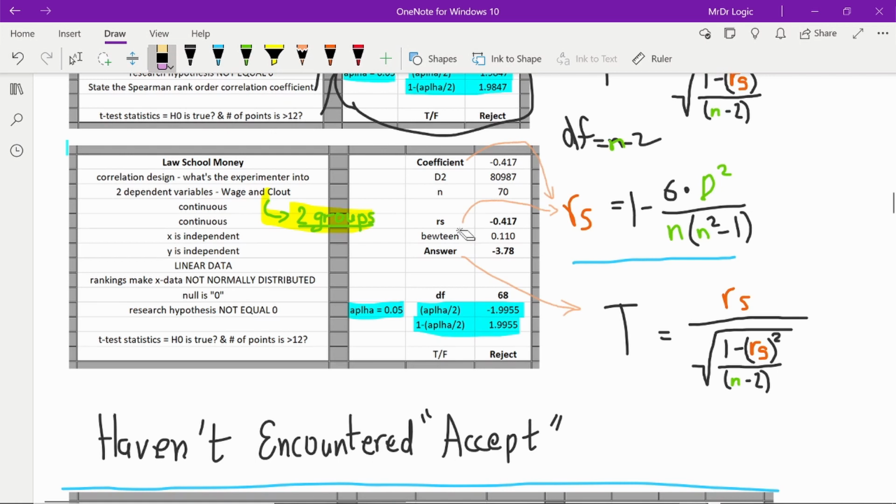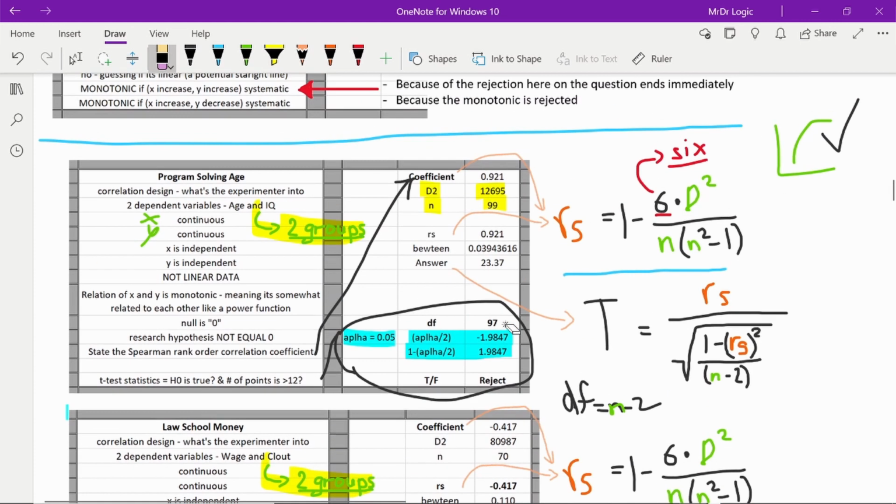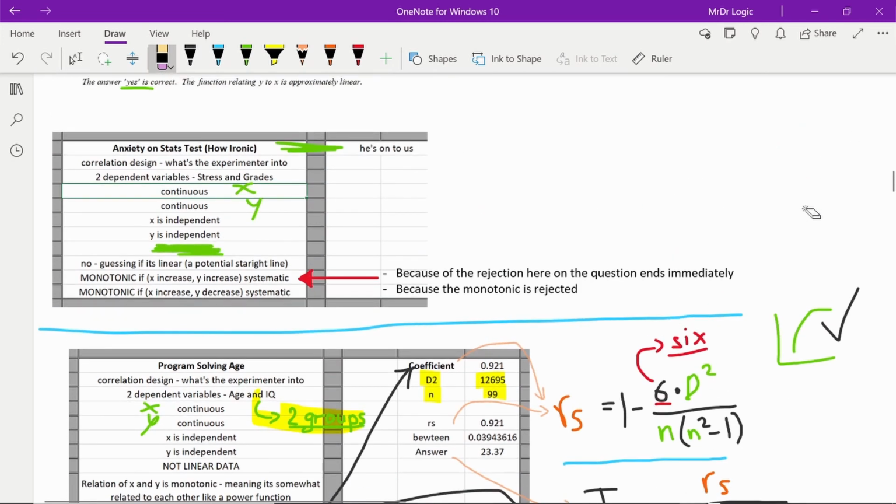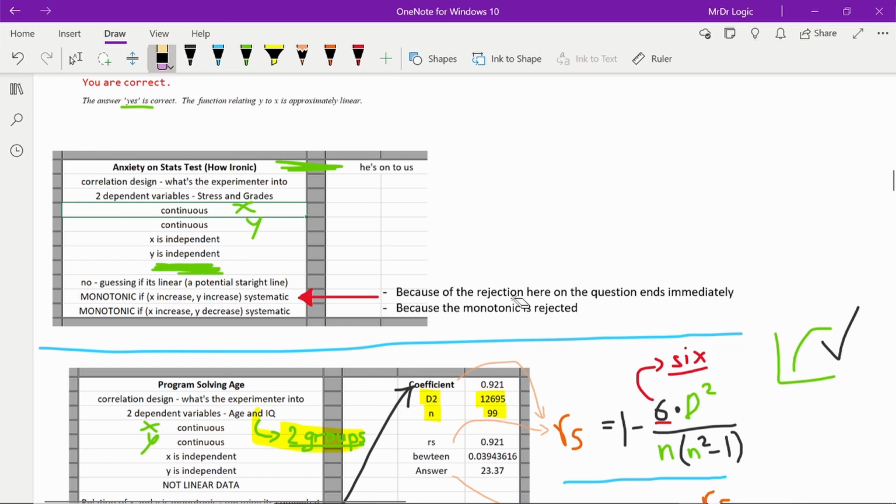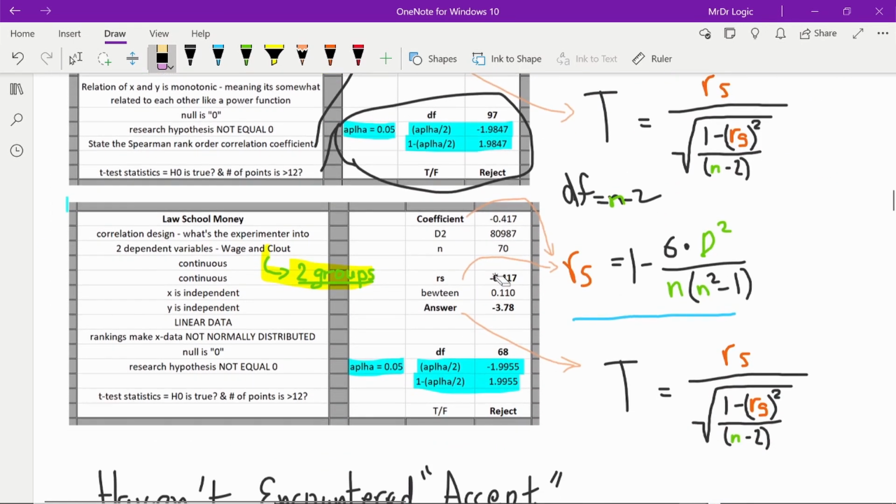And if it does accept, I think it'll move on. And because we've already rejected it, we're saying there's no correlation. Okay. So we've seen one instance where it does want a monotonic graph. We have seen another instance where it gets rejected because it doesn't follow the sequence. And then we're now seeing law school money, because the thing is not normally distributed like the ranking, because it's wage and clout. Clout being ranking. I put clout and ranking as the same word here.